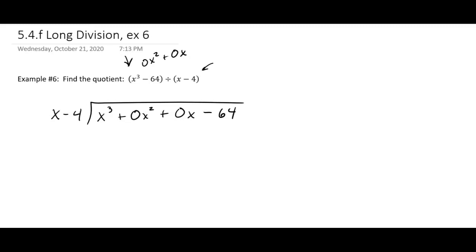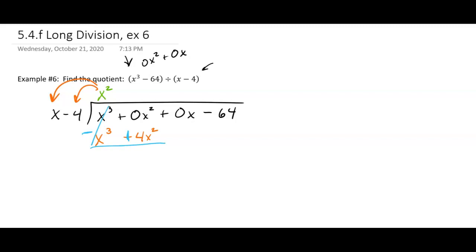Okay, so we start the division. How many times does x go into x cubed? x squared. And then we multiply. x squared times x is x cubed. And x squared times negative 4 is negative 4x squared. Then we have to do the subtracting, which means for us changing the signs. So we change it to a negative x cubed, and now our negative 4x squared just became a positive 4x squared. All right, those cancel out.